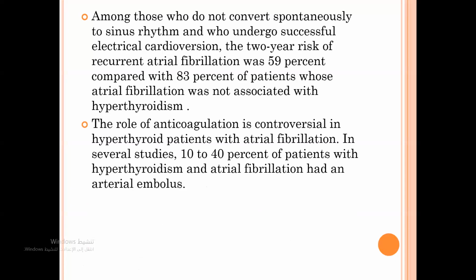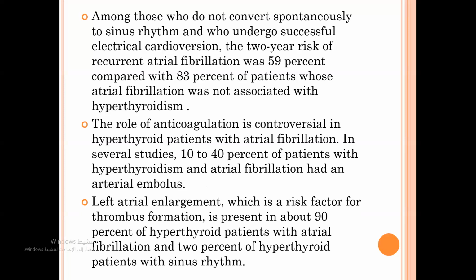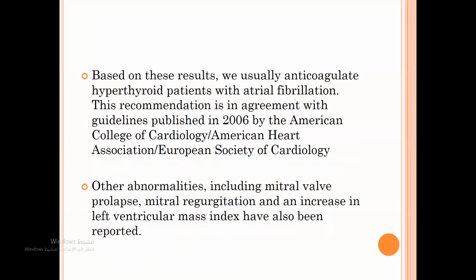The role of anticoagulants is controversial in hyperthyroid patients with atrial fibrillation. In several studies, 10 to 40% of patients with hyperthyroidism and atrial fibrillation had an atrial embolus. So one of the indications to use anticoagulants in endocrinology is to anticoagulate patients who have atrial fibrillation with hyperthyroidism. Left atrial enlargement, which is a risk factor for thrombus formation, is present in about 90% of hyperthyroid patients with atrial fibrillation. Based on these results, we usually anticoagulate hyperthyroid patients, as we mentioned, using anticoagulant therapy.